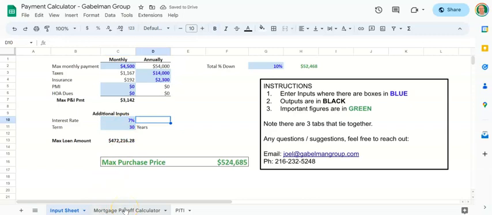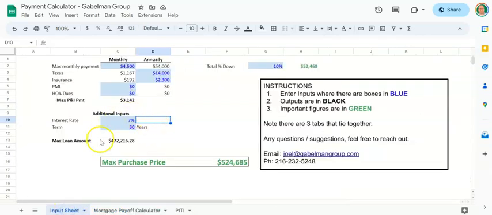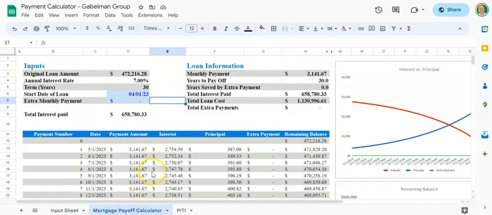Now, let's go to the payoff tab. This ties in. This is in black because this 472 pulls everything in from the first page where you put in your inputs. So we've got a 7% rate. This is not necessary to put in. It's only putting it in if you wanted to see what an extra payment would do. If you want to put an extra payment, you can do that here.